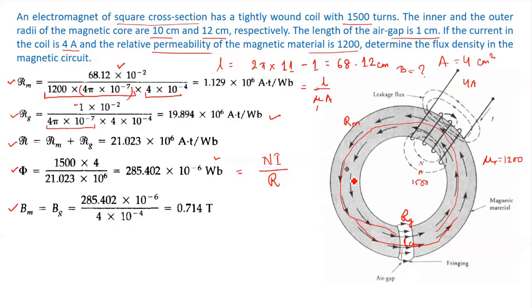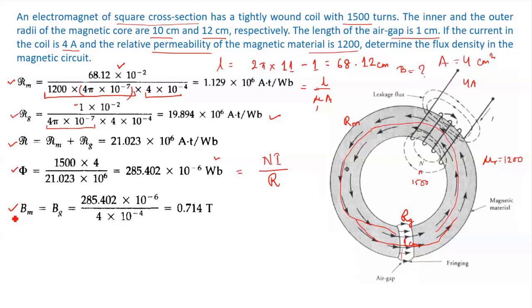And from this I can find the flux density in the material. The flux density in the ferromagnetic material and the flux density in the air will be different, because the MMF for both will be different, and the reluctance will be different for both the material and the air gap. So therefore the flux density will be different, right?